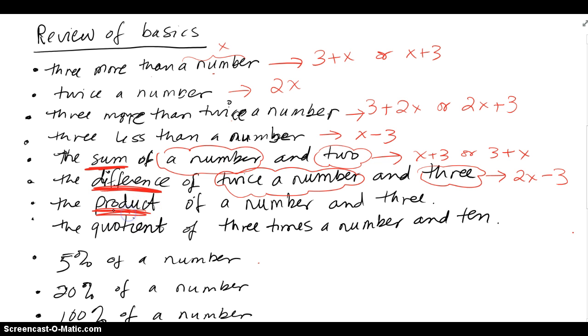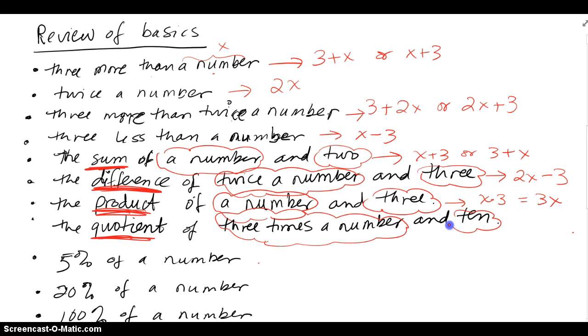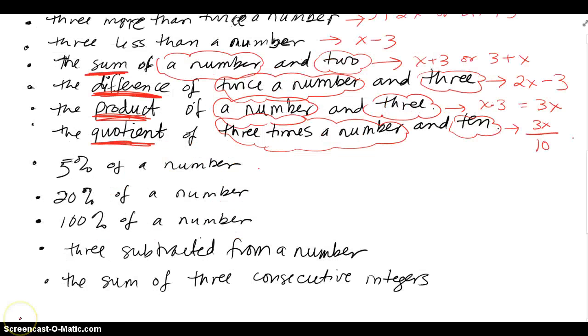Next keyword, the product of a number and 3. Product means multiply, so the product of a number and 3 would really just be 3 times x, or 3x. The quotient of 3 times a number and 10. So the quotient of these two things, 3 times a number is 3x, and quotient means division. The second item is 10. So the quotient of 3x and 10 is what we're looking at. Next we have 5% of a number.